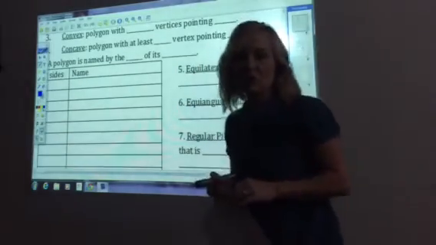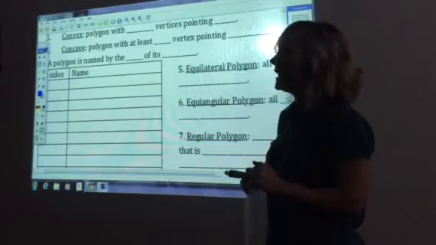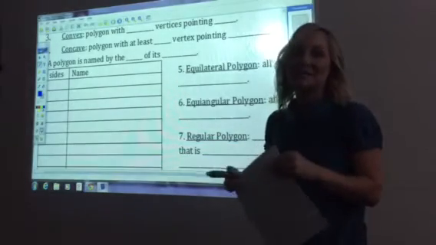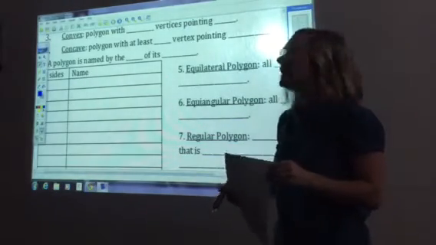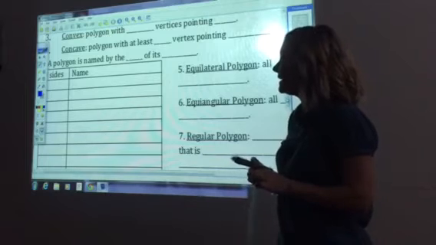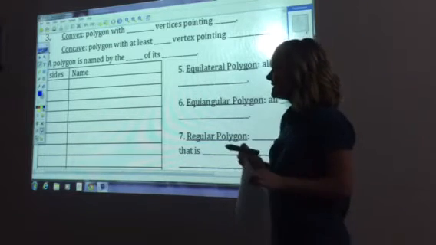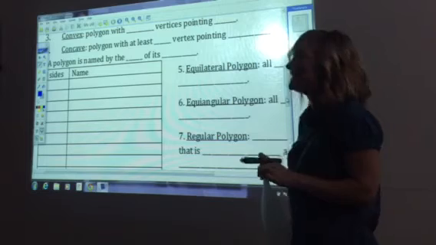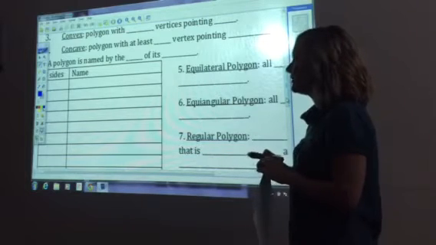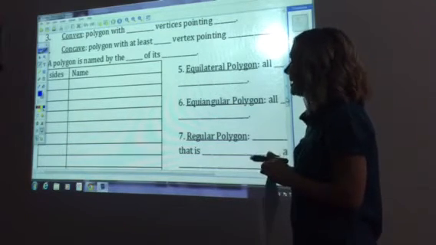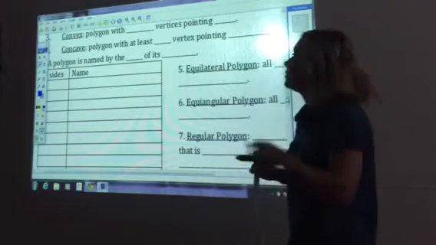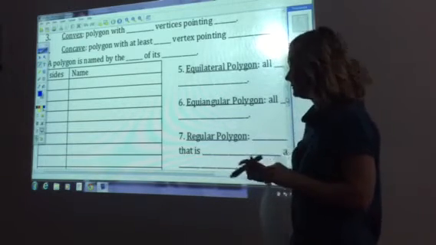A three-sided figure is a triangle, four-sided quadrilateral, 5 pentagon, 6 hexagon, 7 heptagon, 8 octagon, 9 nonagon, 10 decagon, 11 hendecagon, and 12 dodecagon. And everything after that, 13 and so on, would be 13-gon.